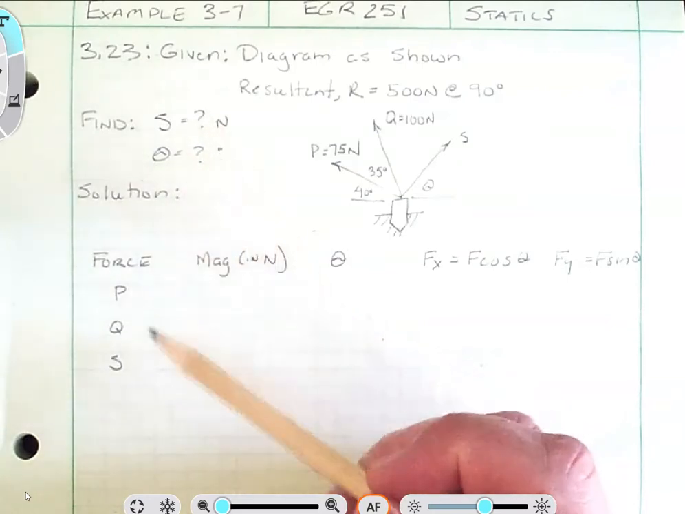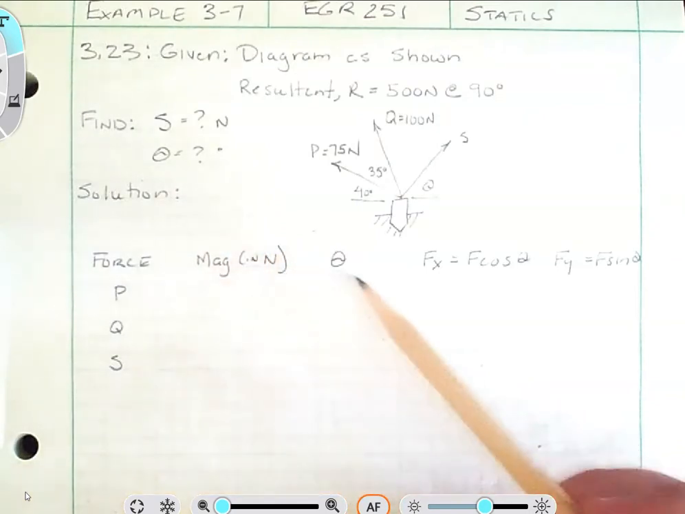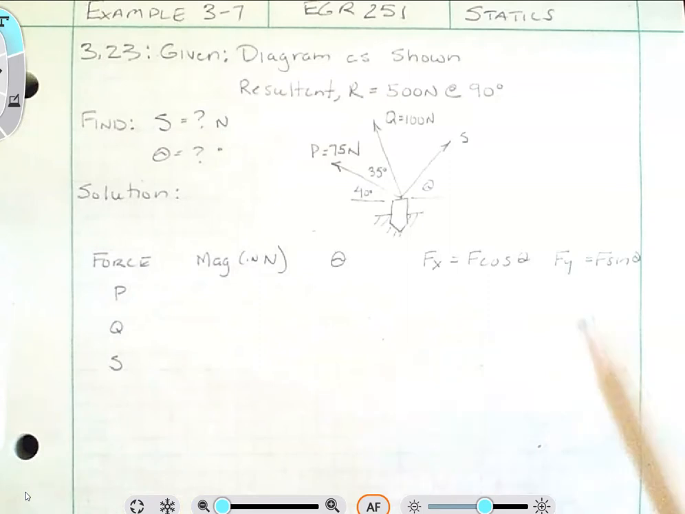So in terms of the solution, I'm a big fan of using this table. It's a nice way to organize it. You have your force, your magnitude, your angle, F of x and F of y. We're going to solve this using summation. That's really the only effective way of solving four-force problems.